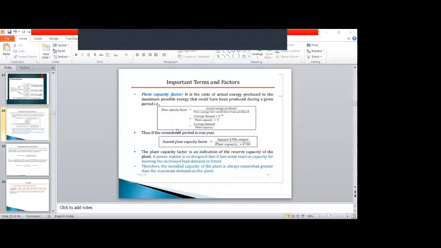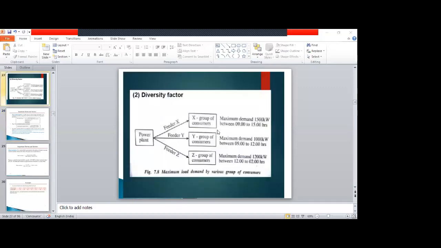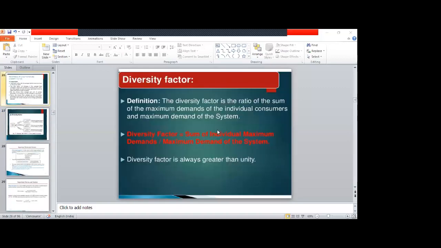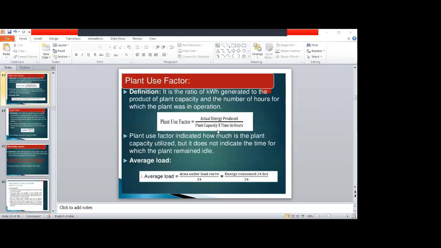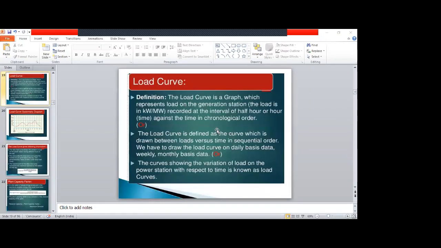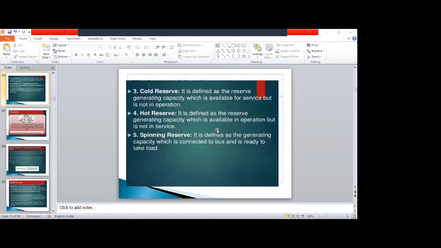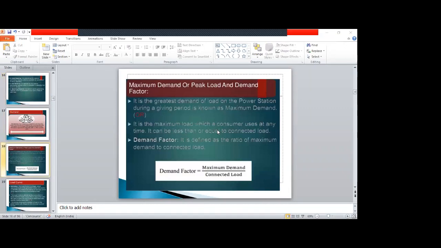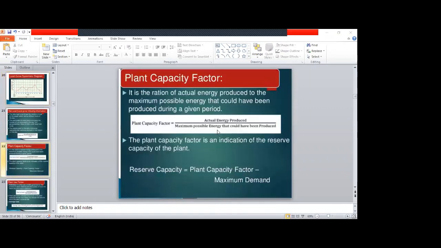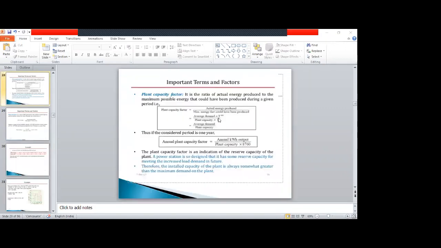Okay, so you remember in the last class, we had discussed various factors related to economics of power generation. The various factors like load factor, diversity factor, what is load curve, what is average load, what is maximum load, maximum demand on the station. All these things we had discussed in the earlier class. Now, we will understand the importance of these factors.